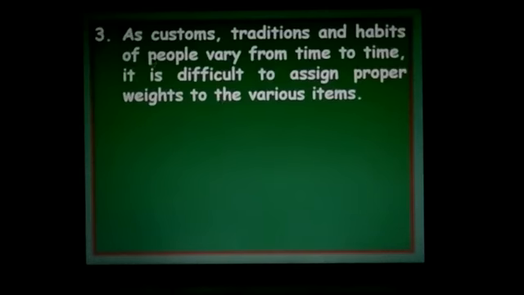So the third one: as customs, traditions and habits of people vary from time to time, it is difficult to assign proper weights to the various items. So whenever we are calculating index numbers, sometimes we may assign, like, base year price. For example, if you are calculating last year's quantity index number, then the base year price you will apply.